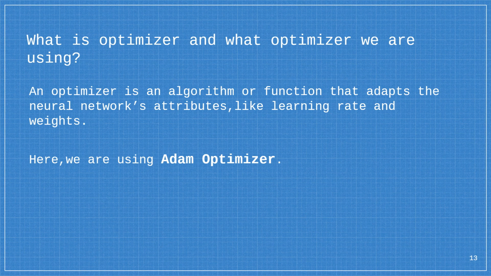ADAM is an optimization algorithm that can be used instead of the classical stochastic gradient descent procedure to adapt network weights iteratively based on training data. Stochastic gradient descent maintains a single learning rate for all weight updates and the learning rate does not change during training. Whereas in the ADAM optimizer, a learning rate is maintained for each network weight and separately adapted as learning unfolds. Hence, it assists in improving the accuracy and reducing the total loss.